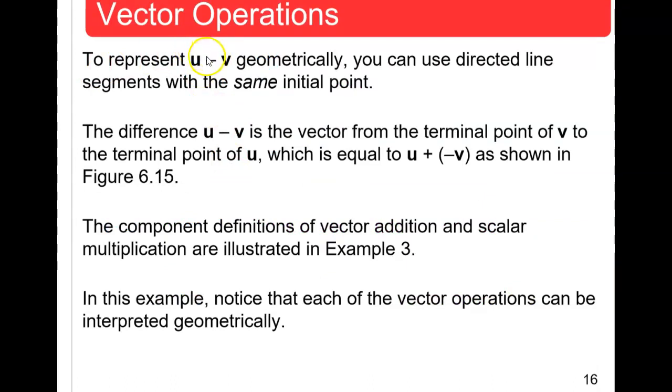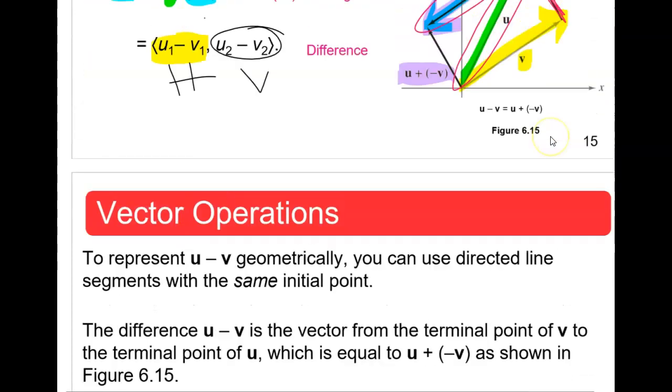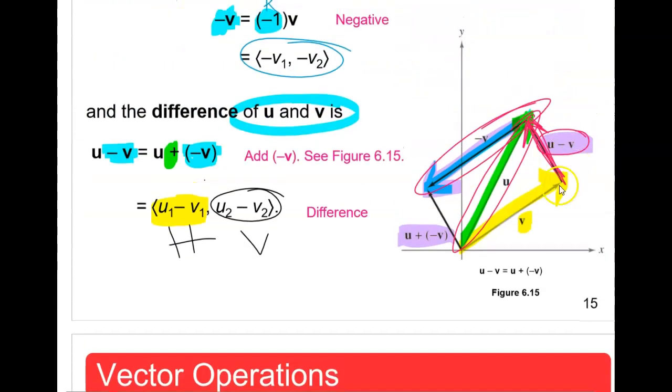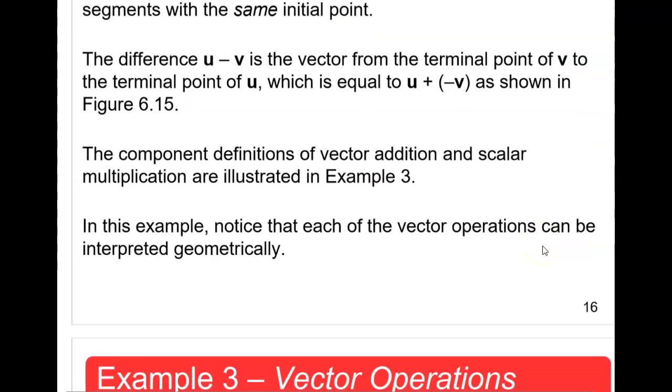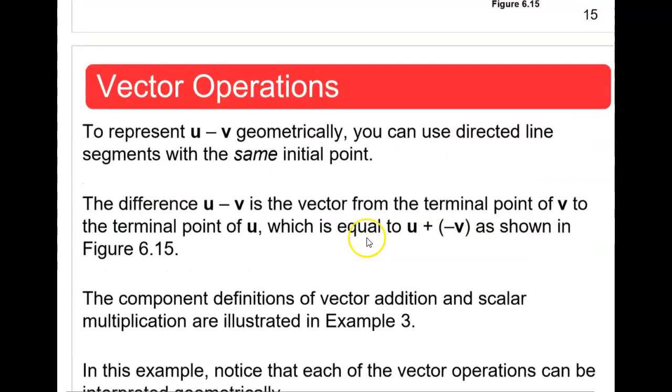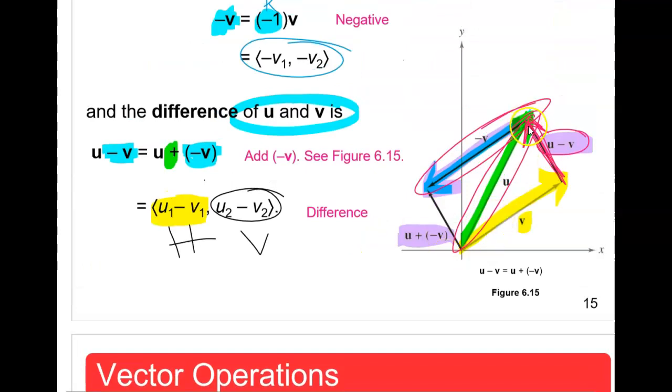To represent u minus v geometrically, you can use directed line segments with the same initial point. The difference u minus v is the vector from the terminal point of v. So we have that here, the terminal point of v, to the terminal point of u, which is here.